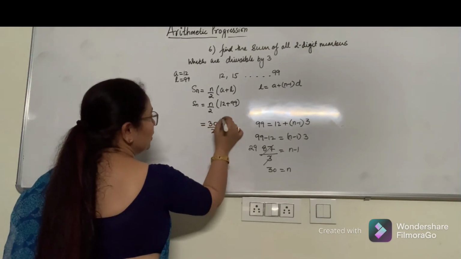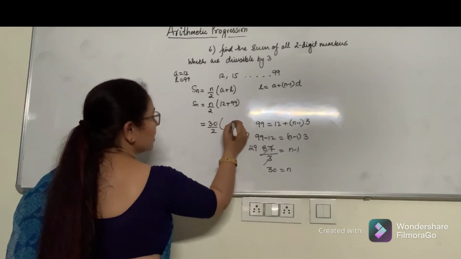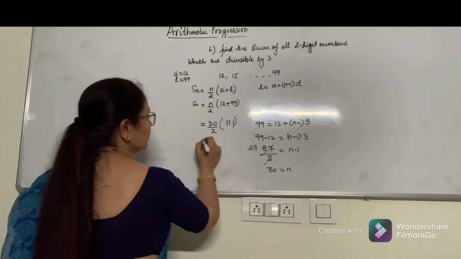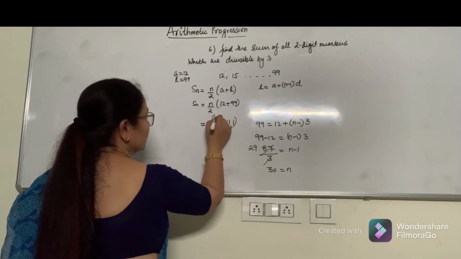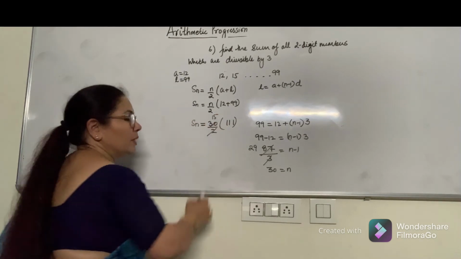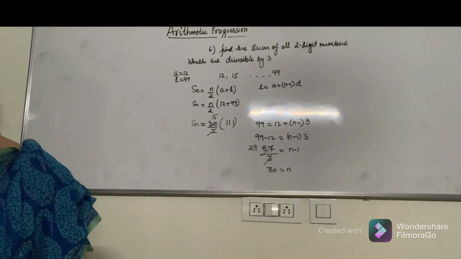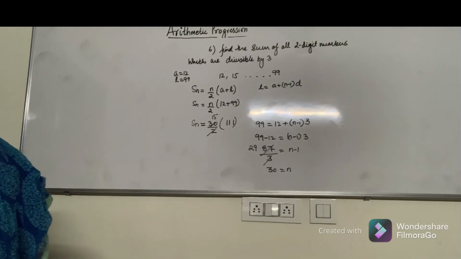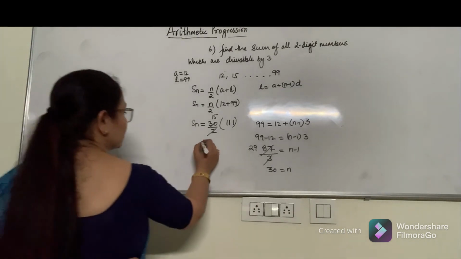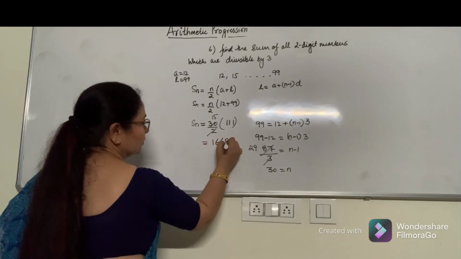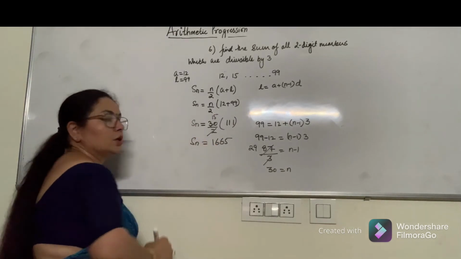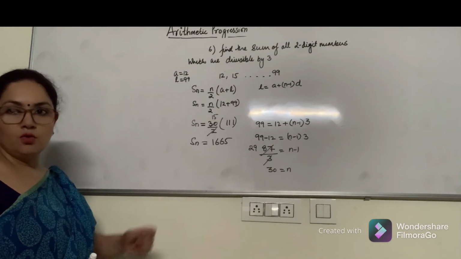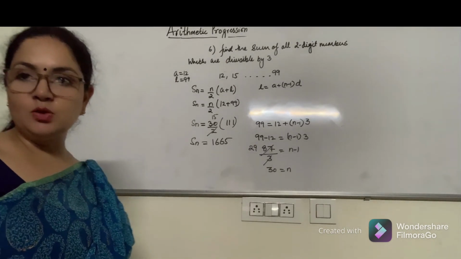30 divided by 2 is 15, and 12 plus 99 is 111. The sum will be, on multiplying 15 into 111, we'll get 1665. Do the multiplication on your own. So the sum of all the terms is 1665. Pause the video to note it down.